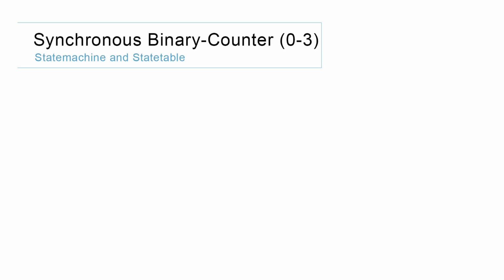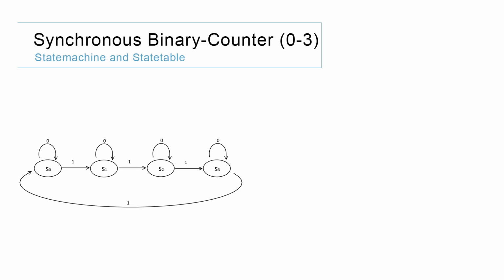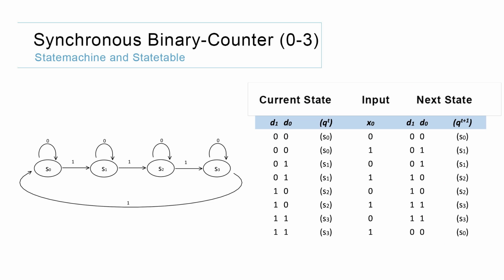A synchronous binary counter is a sequential logic circuit where all flip-flops are triggered by the same clock signal. At the beginning of the design, a state machine is created. If the input is set to 1, the circuit should count from 0 to 3 and then start again at 0. If the input is set to 0, the circuit should stay at the current state.